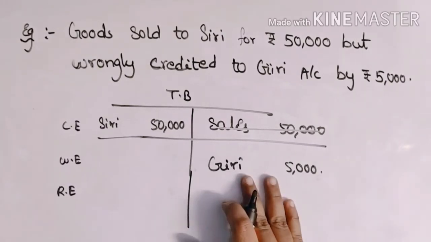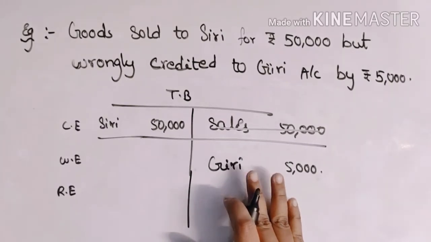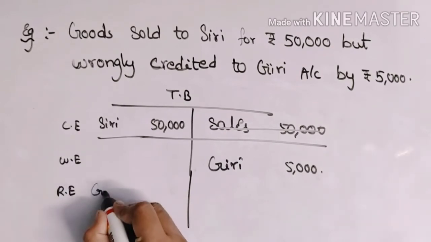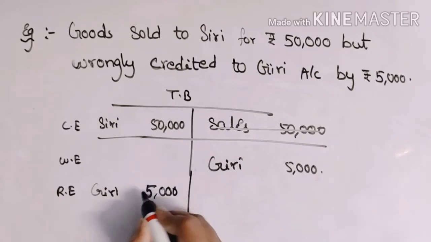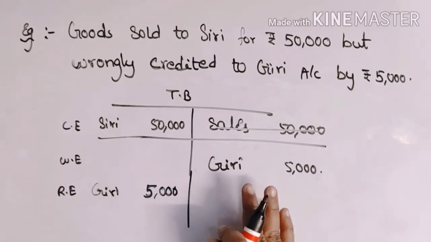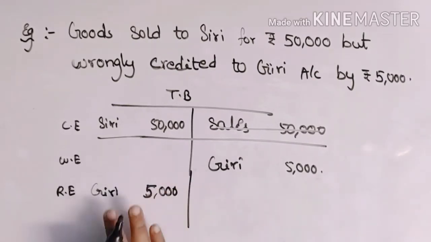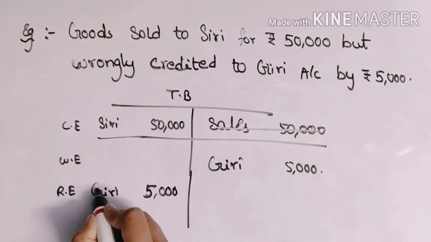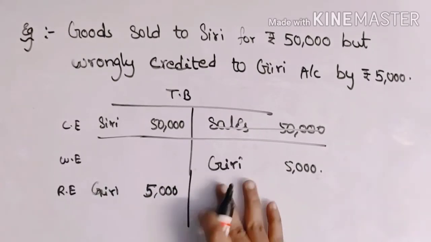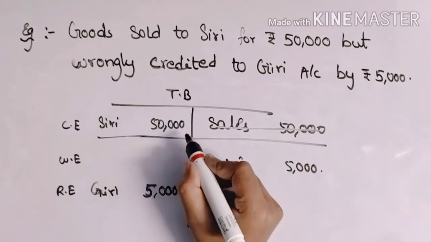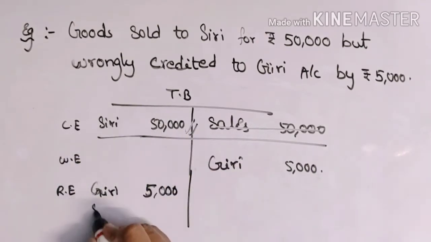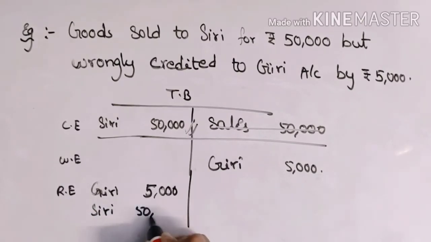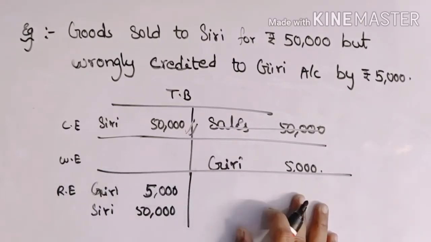Okay, so now we have to debit this Giri account by rupees, how much? 5,000 rupees. And now this error got cancelled. Why? Because the credit side of the Giri account, when we debit this Giri account by 5,000 rupees, this error got cancelled. But we have to write the correct entry, that is we have to debit the Giri account by rupees, how much? 50,000. So this is the rectification entry.